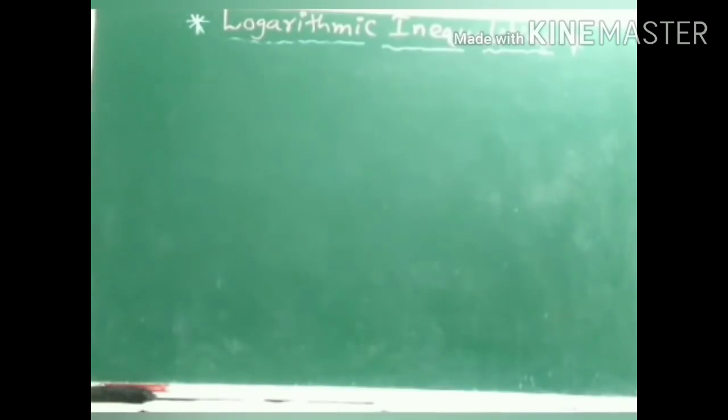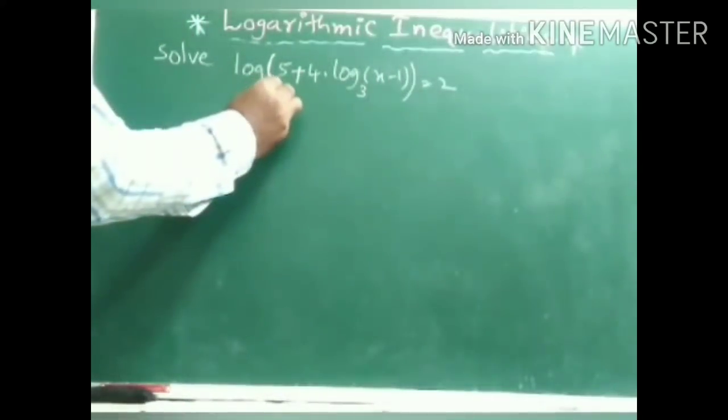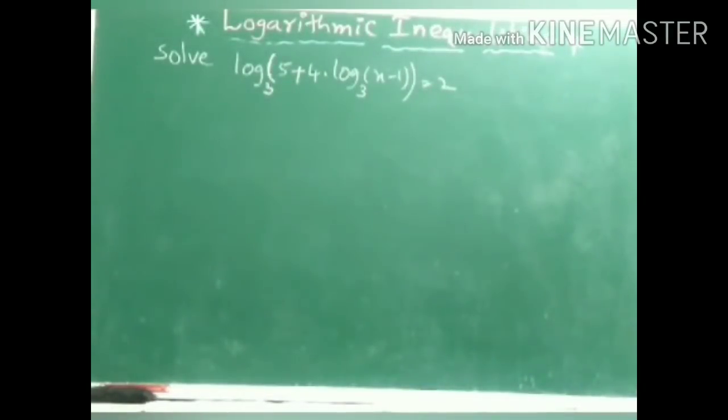Today also let us solve a few more problems related to this topic. Get ready with your notebook. Note down question number 1. Solve log of (5 plus 4 log of (x minus 1) to the base 3) entirely to the base 3, which is equal to 2. So finally here we need to solve for the value of x.